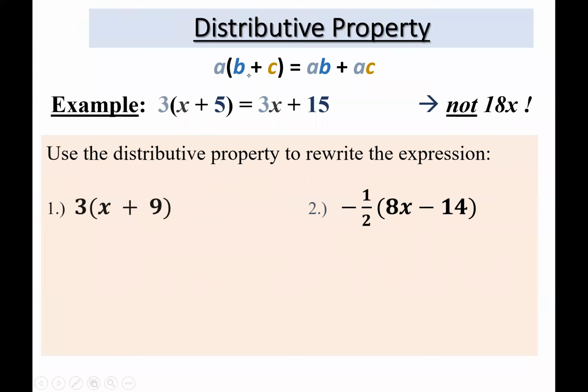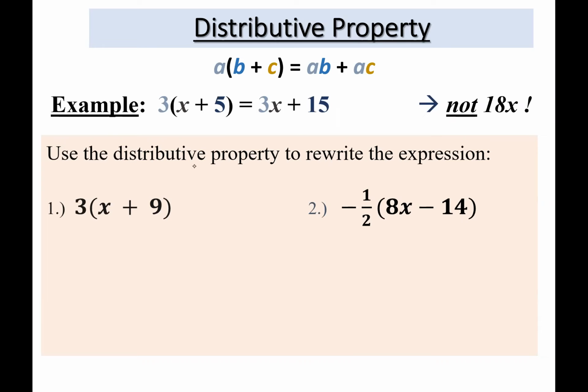So a reminder about the distributive property. It looks like this: A parentheses B plus C can be written as AB plus AC. In other words, when there's a number outside of parentheses, like A, you distribute it, you multiply it by each term inside the parentheses. So here's an example with a number, 3 parentheses x plus 5. That's equal to 3 times x plus 3 times 5. And when we simplify that, that's 3x plus 15, because 3 times 5 is 15.